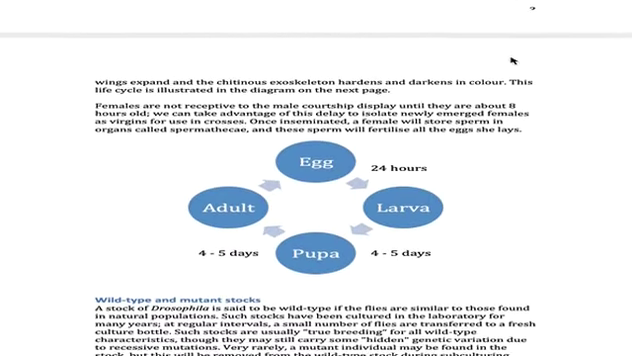You have a diagram of its life cycle going from an egg to larva to a pupa to an adult and cycling fairly quickly.